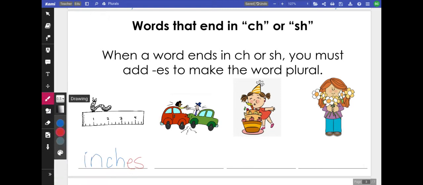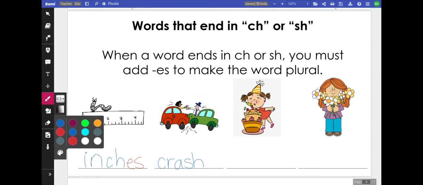These two cars had a crash. So let's spell it. Crash. Okay? And if we want to make that word plural, more than one crash, we're going to have to add an es. So it's going to be crashes. Okay? Let's take a look at our next word.